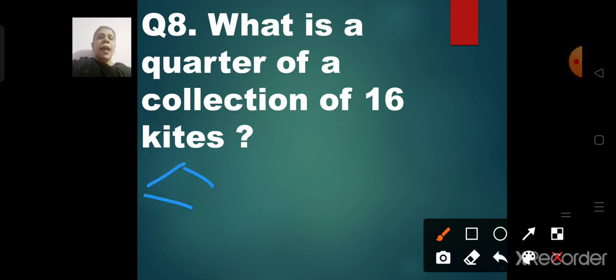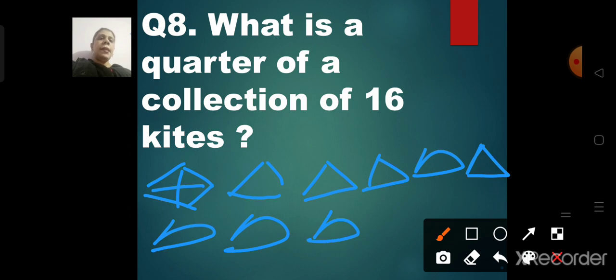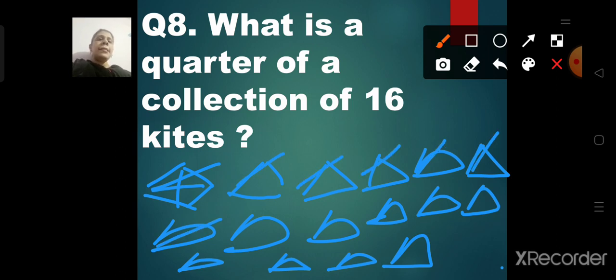Okay. Now we have 16 kites, children. I cannot make so many kites, so I'll just make the shape like a triangle. Okay. 1, 2, 3, 4, 5, 6, 7, 8, 9, 10, 11, 12, 13, 14, 15, 16. Let us count again. 1, 2, 3, 4, 5, 6, 7, 8, 9, 10, 11, 12, 13, 14, 15 and 16.